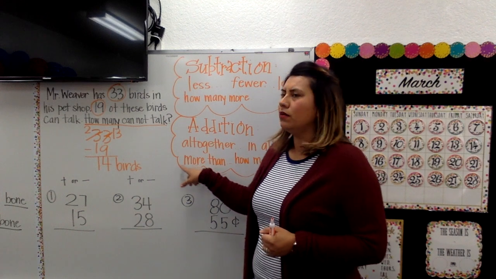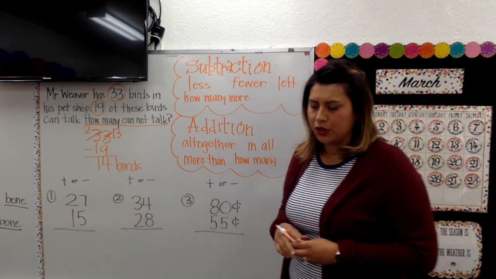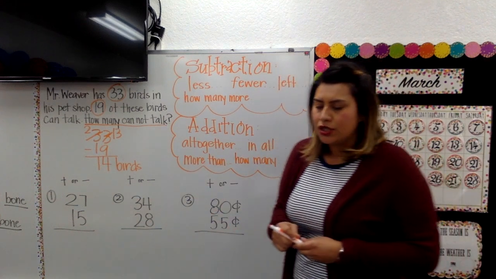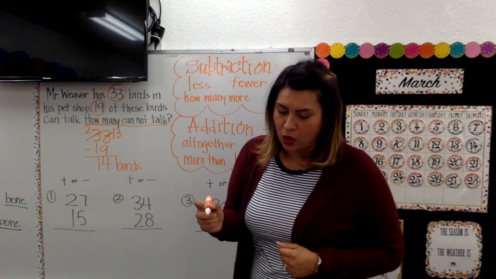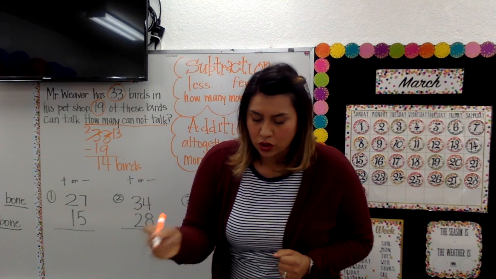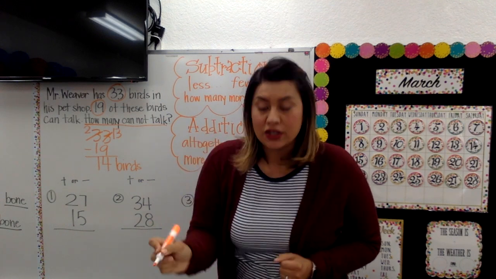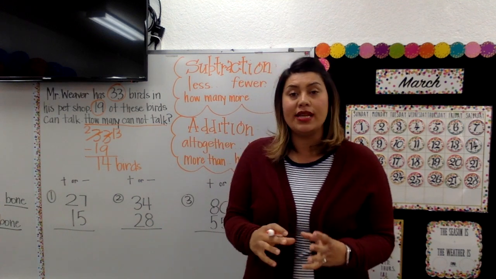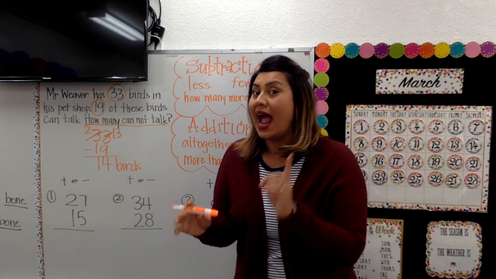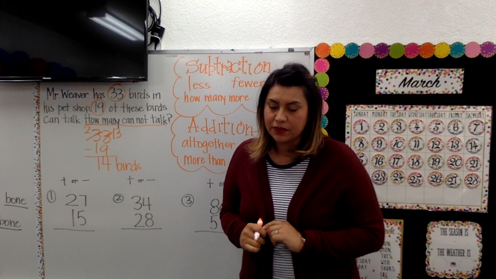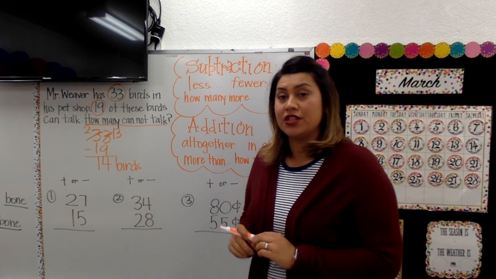15 more? That's a big clue. What do you think it's asking us to do? Well, first of all, we need to circle the important information. Go ahead and get your pencil and circle 27 and then circle 15. He started with 27, then he added 15 more. So now how many fish does he have?